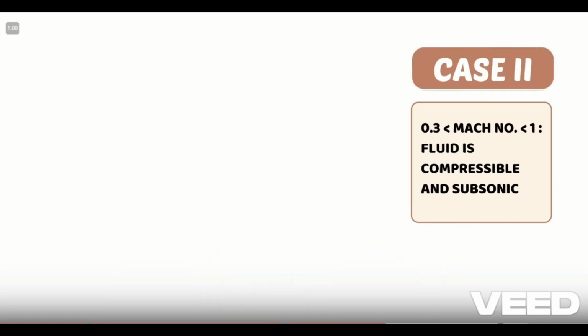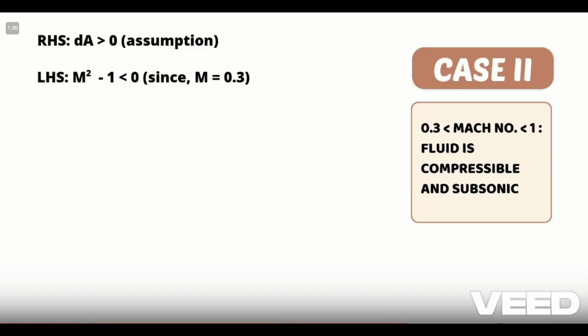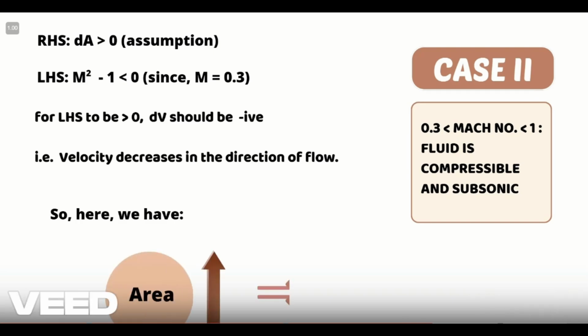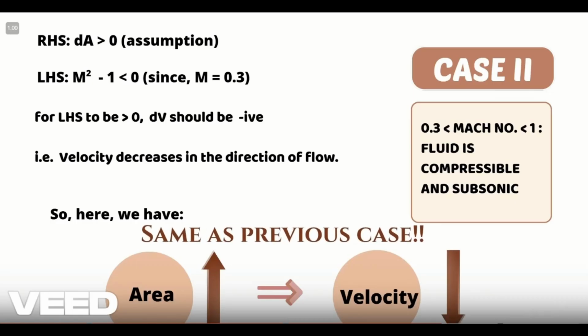We have another case, that is case 2. In this case, Mach number is lying between 0.3 and 1. So fluid will behave as compressible and subsonic. As from our assumption, dA is positive. Again here, M² − 1 will be less than 0. So the same mathematics will go on and we'll find that velocity decreases in the direction of flow. So again we have area is increasing but velocity is decreasing, similar to the previous case.